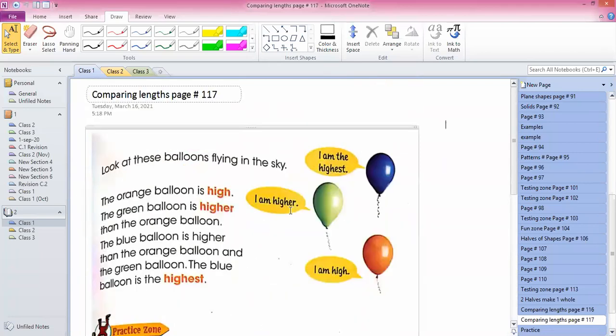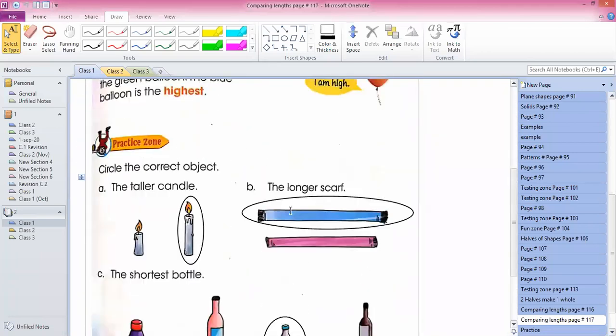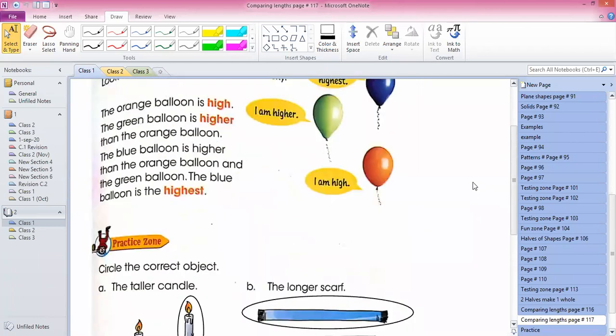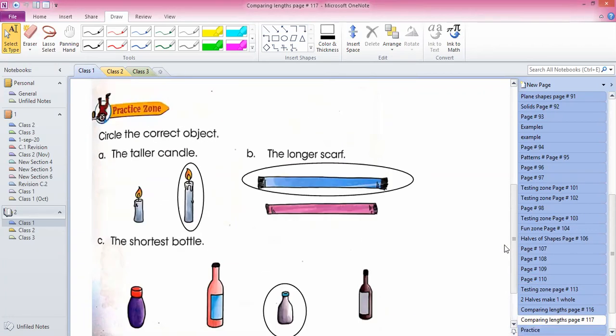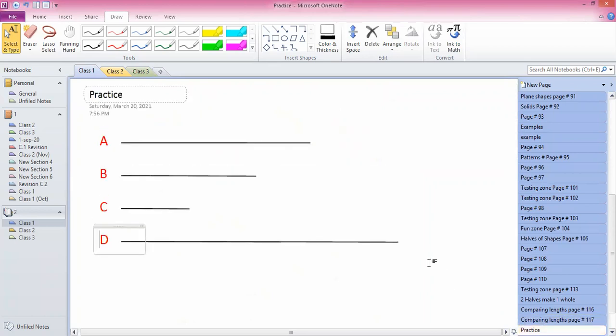What we are going to do today, guys, is start some work in our notebook. We are going to practice this comparison of length more in our notebook, with some questions. And later on we will move to measuring length, where you will learn how we can measure the length of a particular object or thing. All right, so this is the practice, guys.